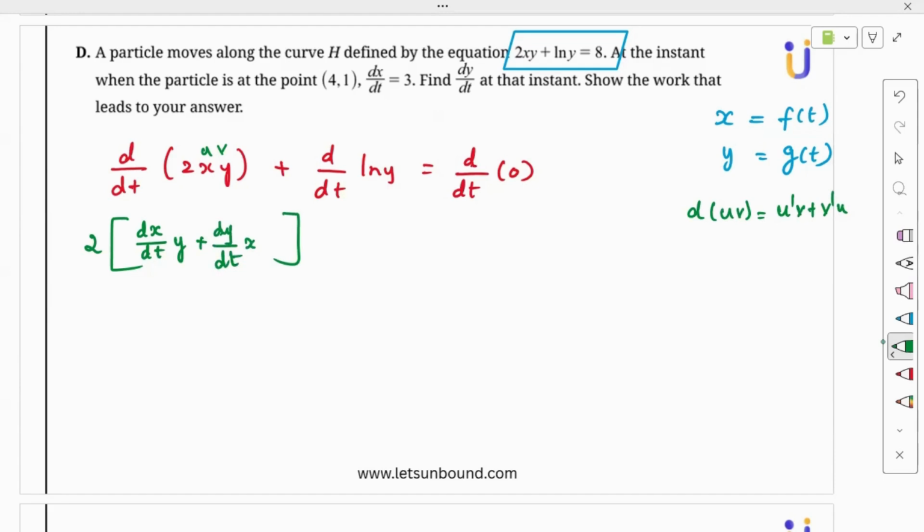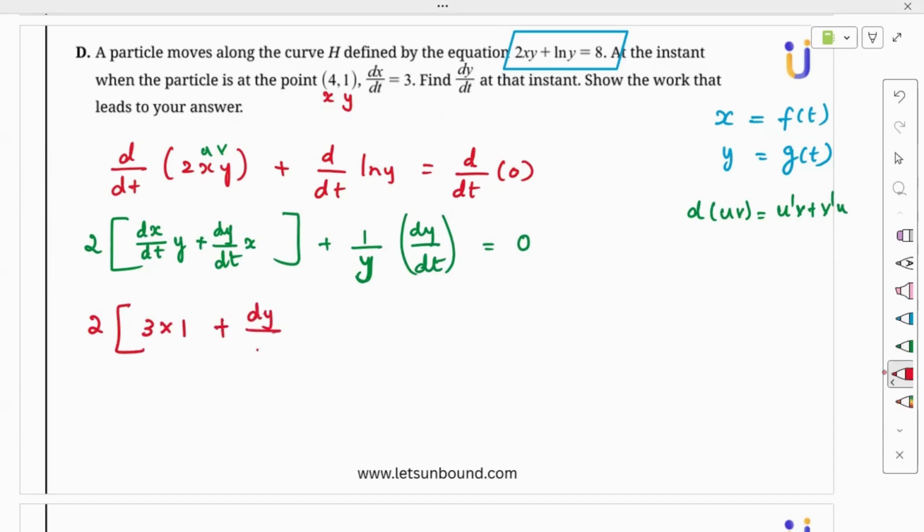Now, d/dt of ln y is 1/y times dy/dt. This is a function of t, so I need to differentiate it with the chain rule. d/dt of the constant is 0 again. Now, what are the things you know? You know x is 4, y is 1, dx/dt is 3. So plug in: 2 times dx/dt, which is 3, times y, which is 1, plus dy/dt, which is what I'm looking for, let it be as it is, times x, which is 4, plus 1 over y, which is also 1, times dy/dt.